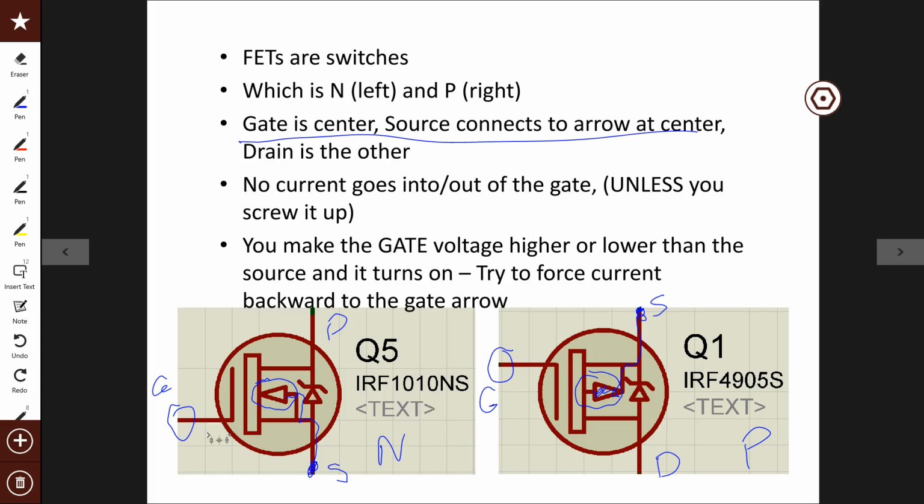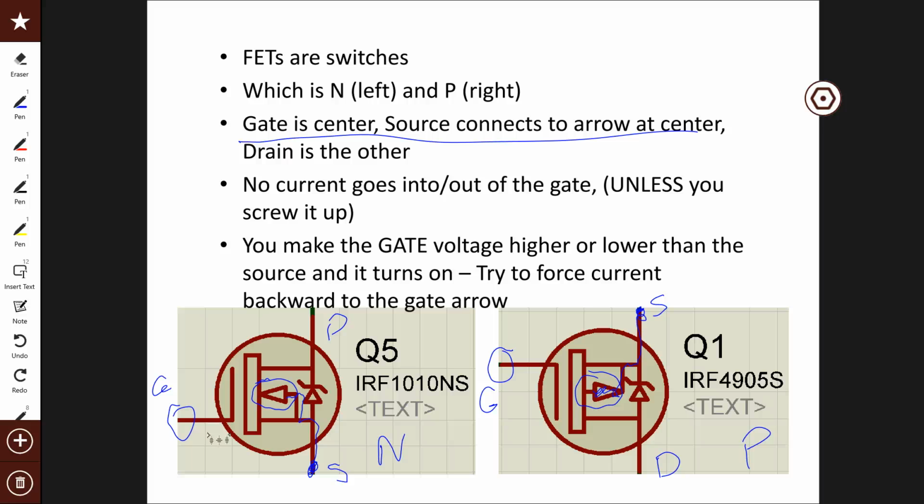The current, these are switches. That's the way we use them anyway. I mean, other people could use them for whatever they want, but mechanical engineers, we typically use them as switches. And the voltage on the gate is what turns the switch on and off. And when the switch is on or off, the current flows between the source and the drain.